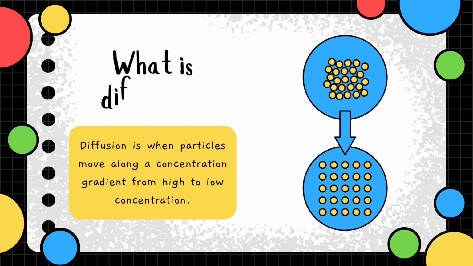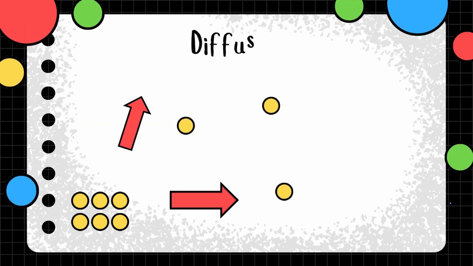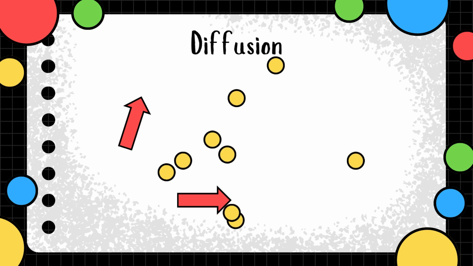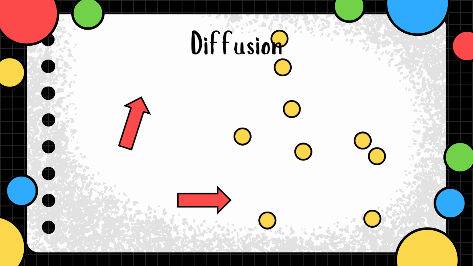What is diffusion? Diffusion is when particles move along a concentration gradient from high to low concentration. Now let's see the animation of it. Here the particles are in high concentration at a place and around it there is low concentration of particles, so the particles will move from high to low concentration on its own.